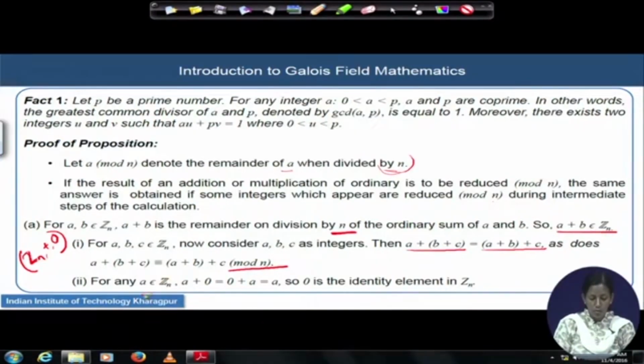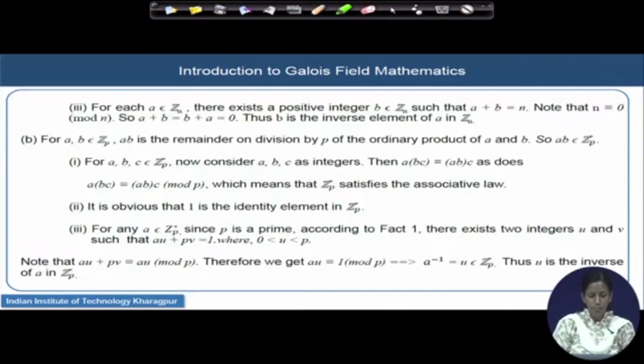So, for any A belonging to Zn, the first one proves the associative law with the mod n operation. Second, if A belongs to Zn, then A + 0 = 0 + A = A, of course, always. So, 0 is always the identity element in Zn. So, the identity element is also found.